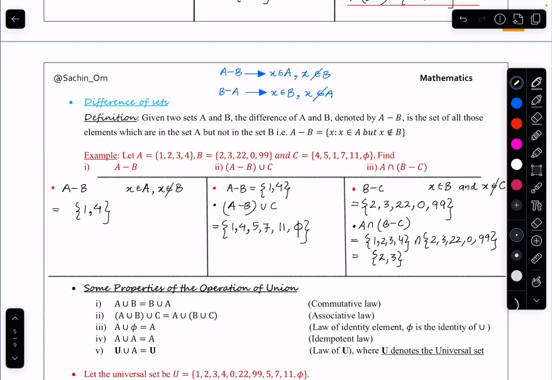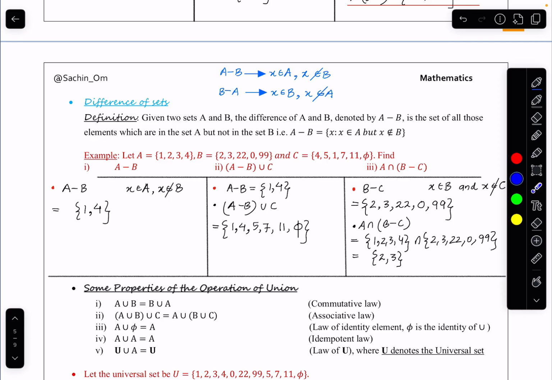So these are the three operations we have talked about now. We have talked about the operation of unions, we have talked about the operation of intersections, and we have talked about differences of sets. In the operation of union, we are collecting the elements from both the sets, putting them together. In the intersection, we are looking for common elements among the sets. In the difference of sets, if we are talking about A minus B, we are collecting elements from A which are not there in B.